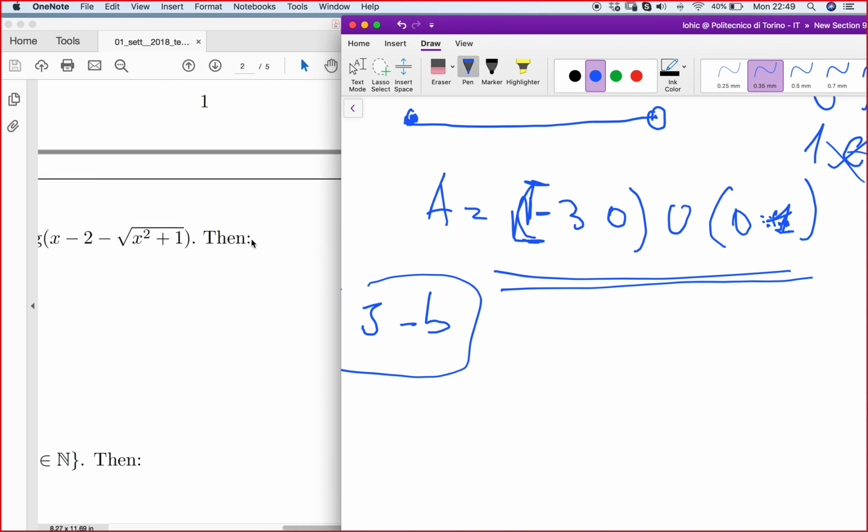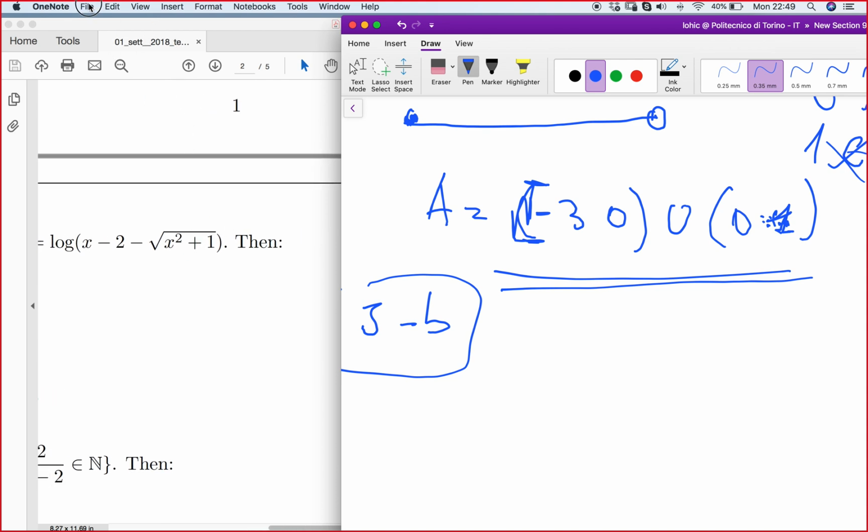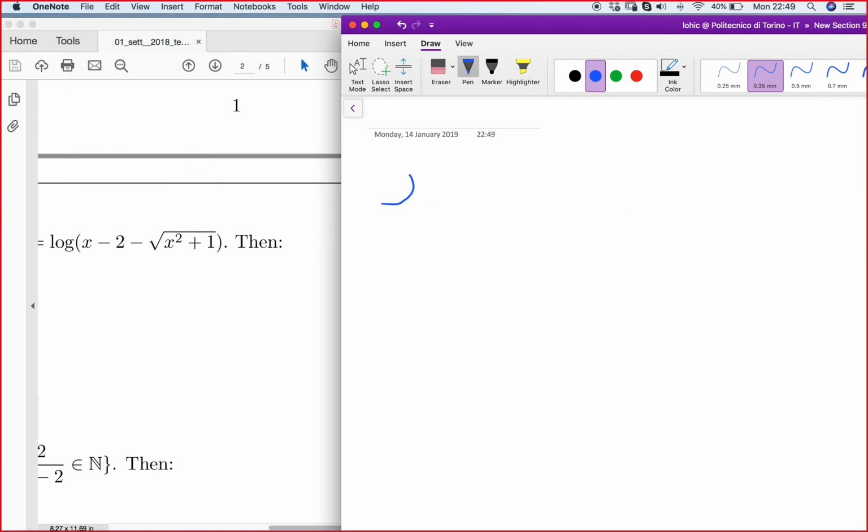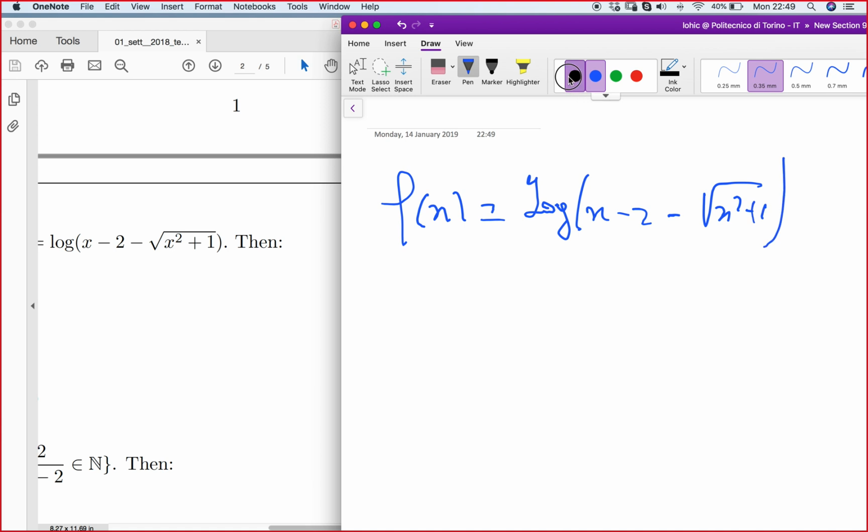So let me write the function. We have f of x equal to the log of x minus 2, minus the square root of x squared plus 1. Guys, if you haven't seen my video about the domain of a function yet and you have problems with the domain, please have a look at it. But if you don't have any problem with the domain, there should not be problems. Is there any question?